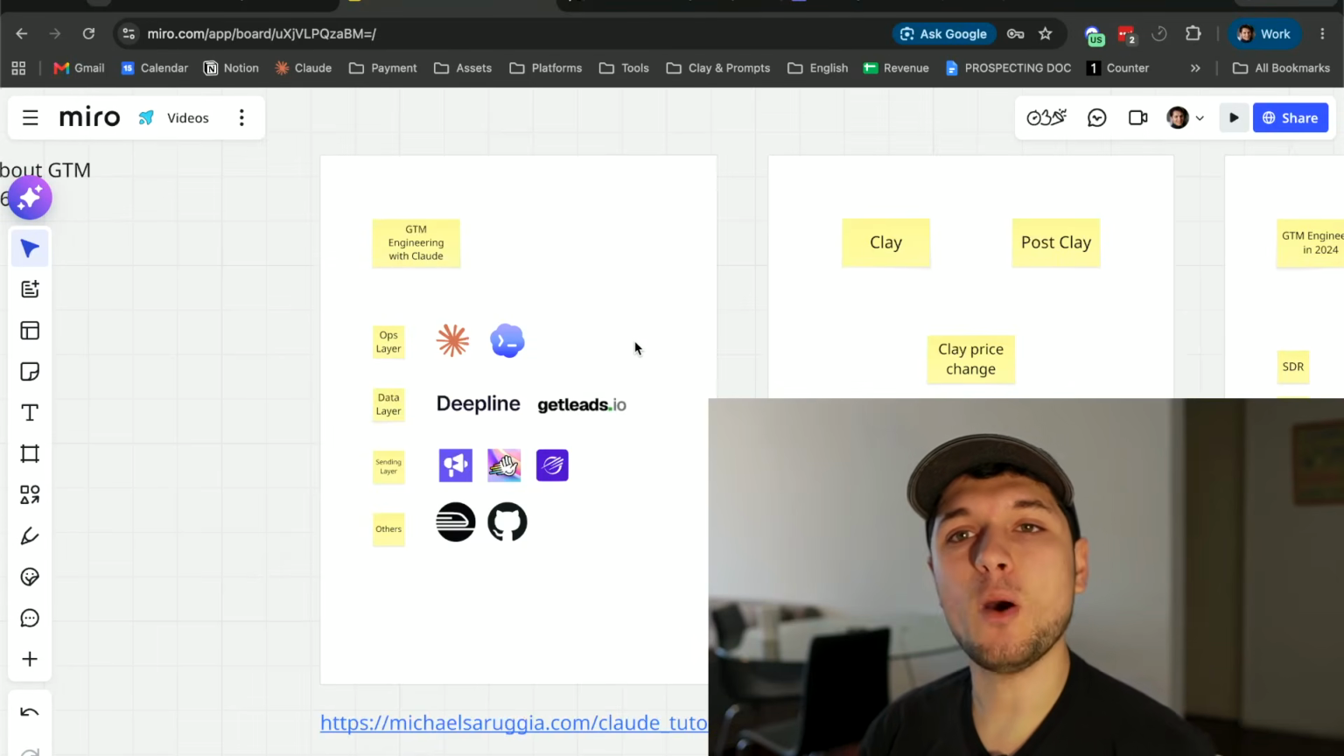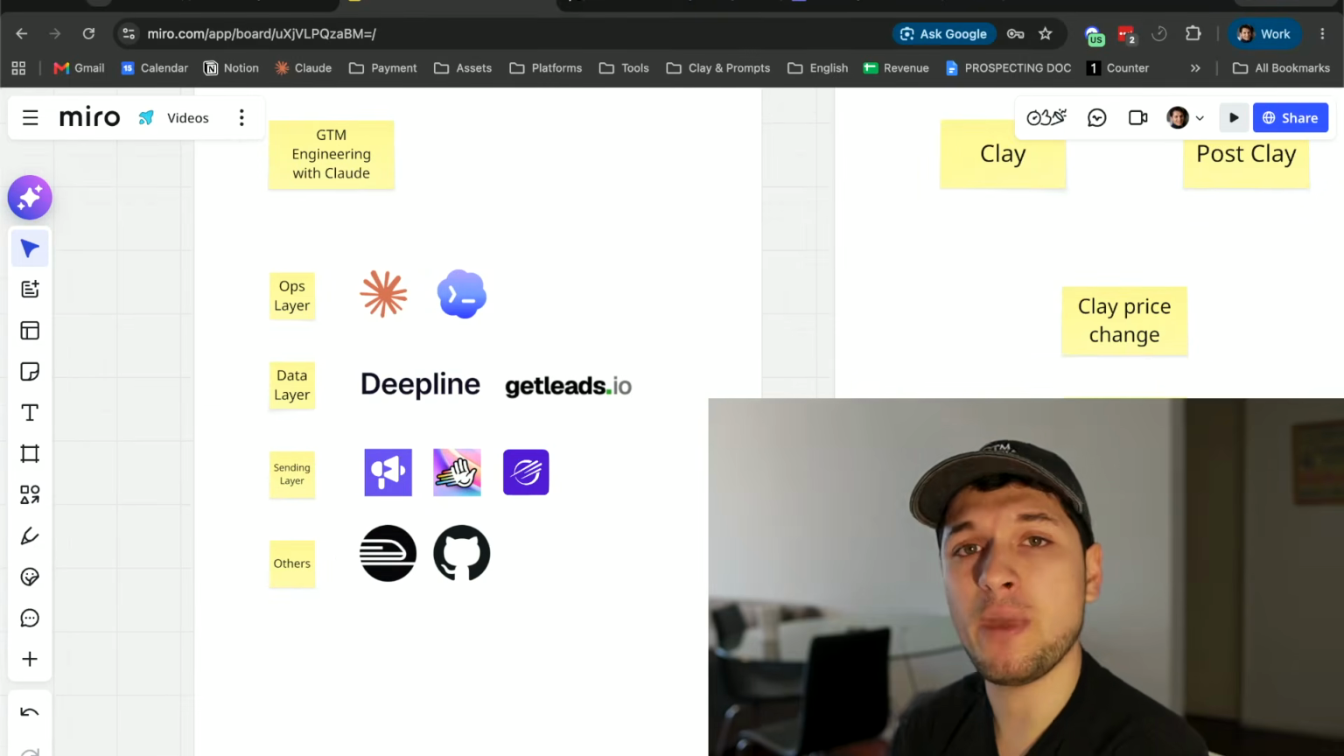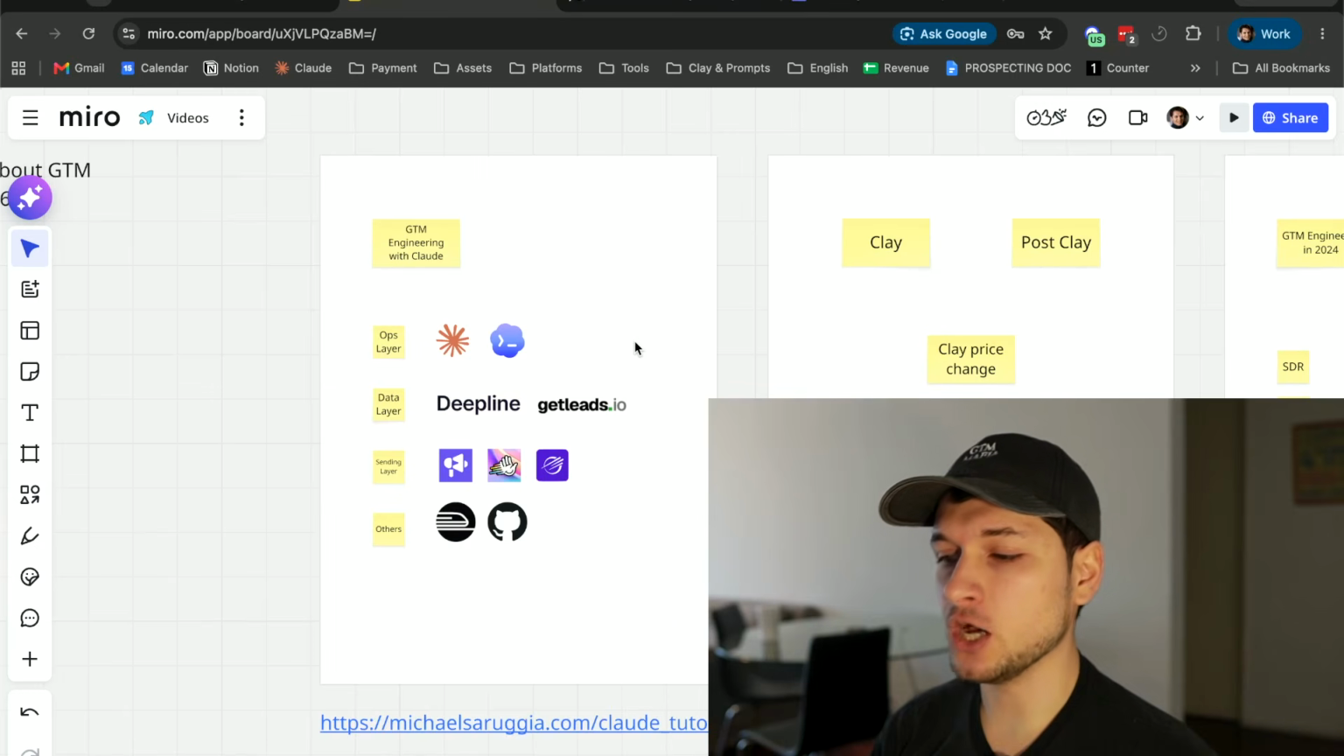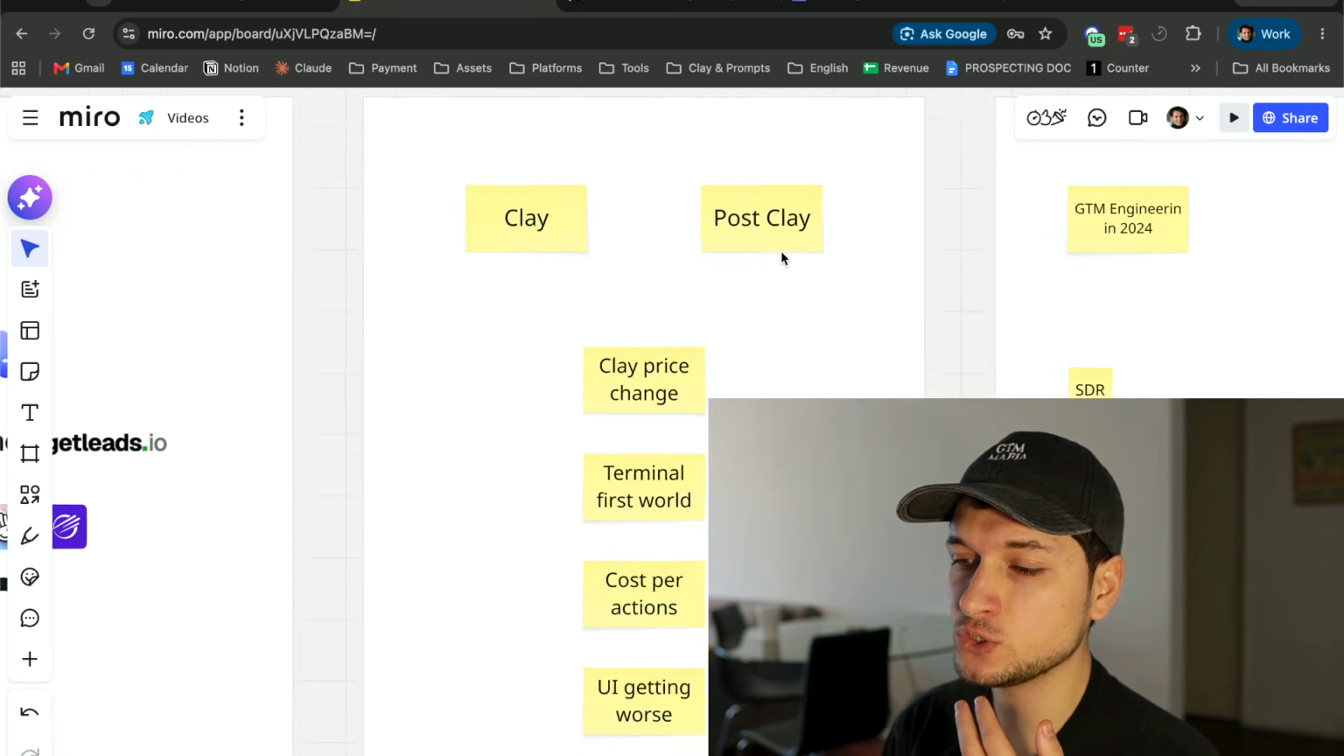Okay guys, so let's do a mini tutorial on how to do GTM engineering with Claude, Codex, or the terminal in general. Because especially with respect to last year, 2025, everything was run in Clay.